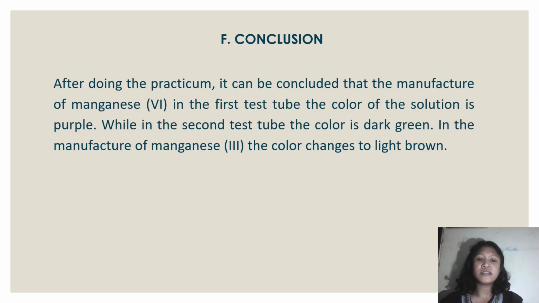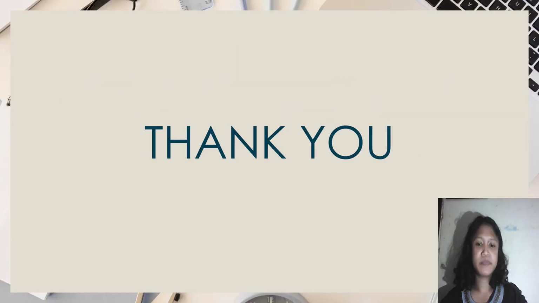Conclusion: after doing the practicum, it can be concluded that in the manufacture of mangan 6, in the first test tube the color of the solution is purple, while in the second test tube the color is bright green. In the manufacture of mangan 3, the color changed to light brown.